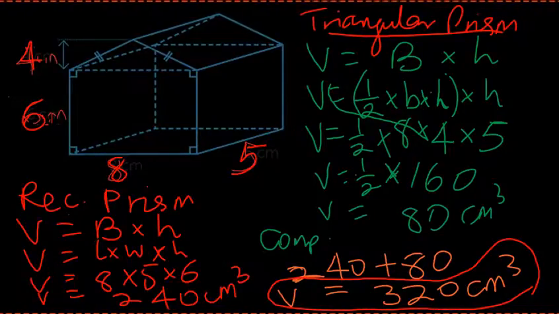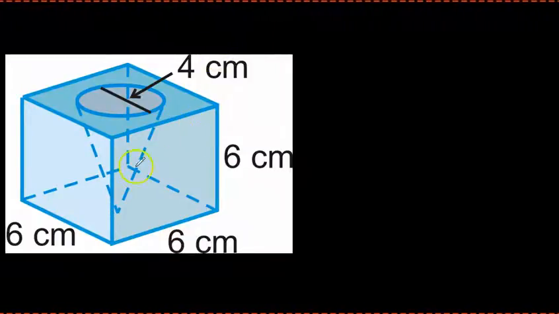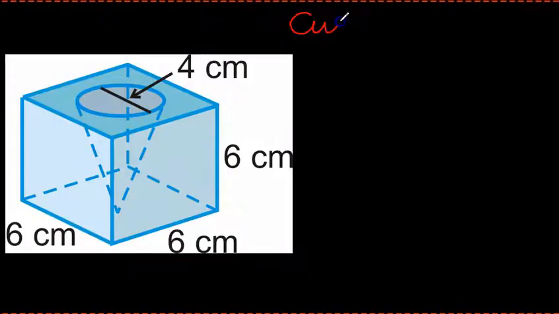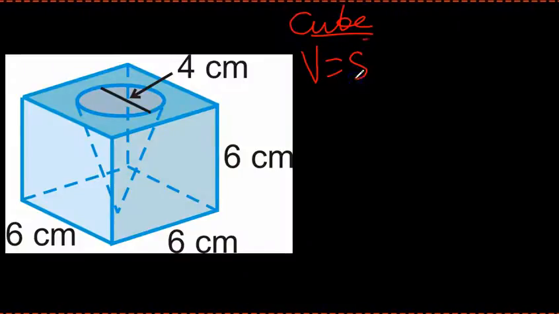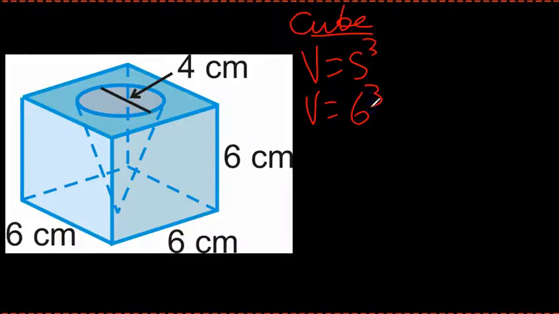Next problem. Here we have a cone inside a cube. It's a cube because the length, width, and height have the same measure. So we're going to find the volume of the cube. For the cube, the volume is going to be side cubed, which is 6 cubed.